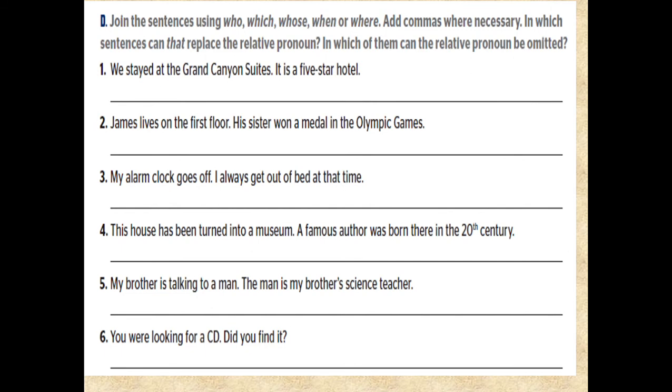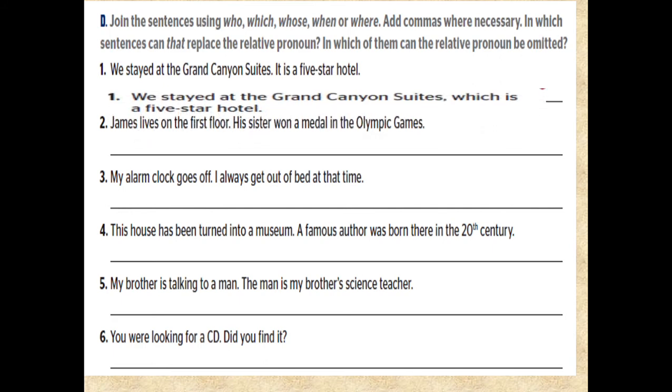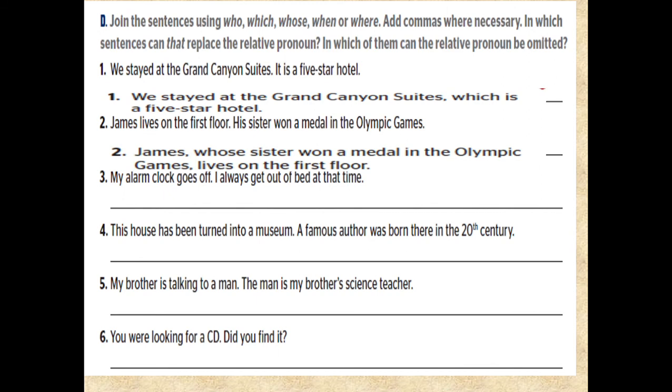1. We stayed at the Grand Canyon Suites. It is a 5-star hotel. It will be: we stayed at the Grand Canyon Suites, which is a 5-star hotel. 2. James lives on the first floor. His sister won a medal in the Olympic Games. James, whose sister won a medal in the Olympic Games, lives on the first floor.